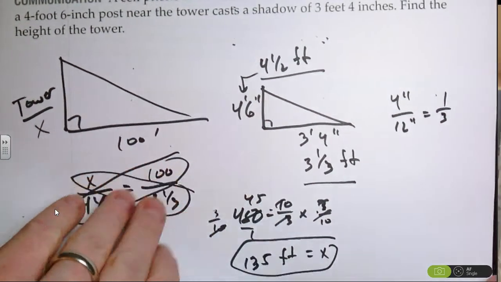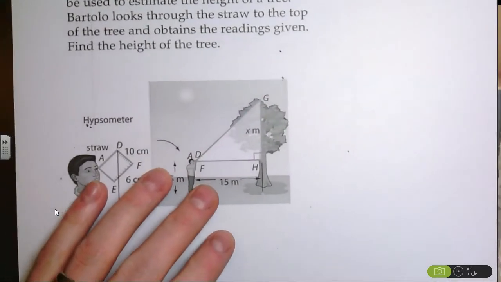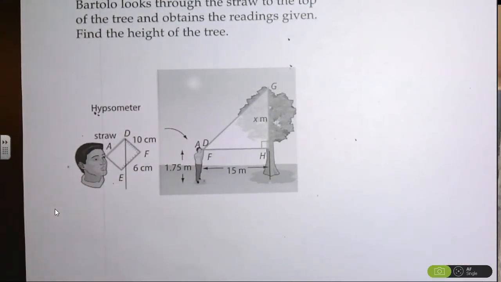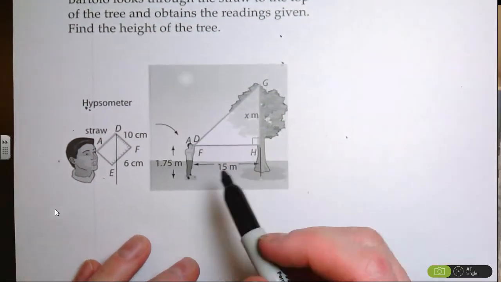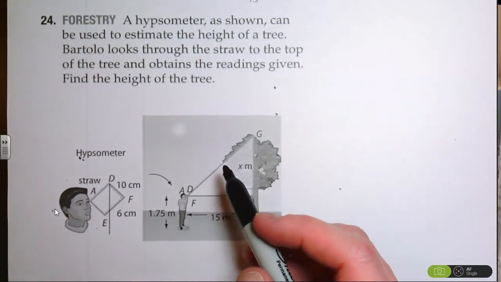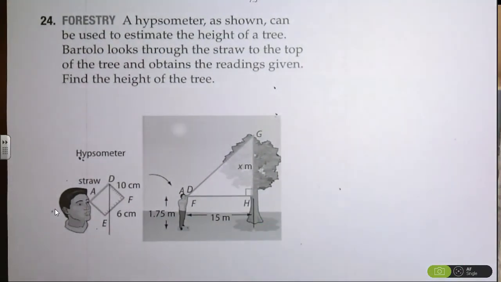And then last one for this section. Okay. Talking about our good old hypsometer. This is a weird tool that actually creates some similar triangles for us. So we have Bartolo and a hypsometer, and we talked about this in class. You're not going to see this on a test or anything like that, but I just wanted to give you a practical application. Number 24. So Bartolo and his hypsometer can be used to estimate the height of a tree. He looks at the straw at the top of the tree and obtains the readings given. Find the height of the tree.